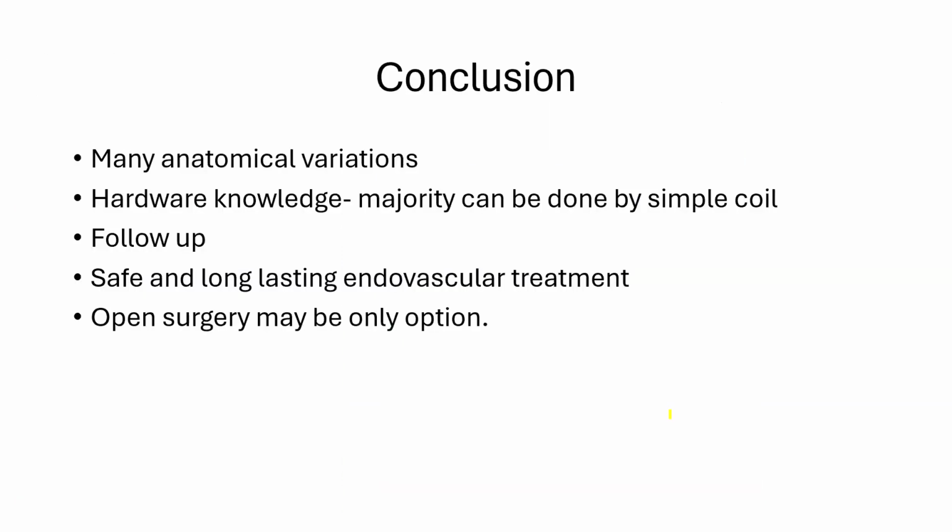So to conclude, many anatomical variations happen in posterior circulation aneurysms. Hardware knowledge is very, very essential. And the majority of posterior circulation aneurysms other than basilar tip can be managed by coiling. Coil gives you very good remodeling of the aneurysm. That gives you scope because it moves all around different crevices of the aneurysm.